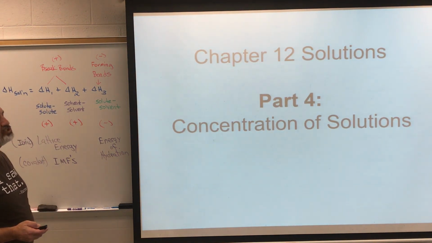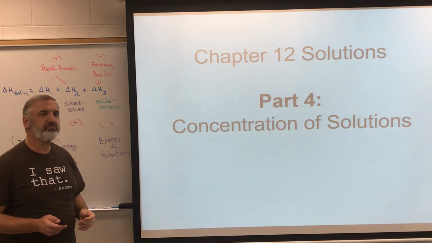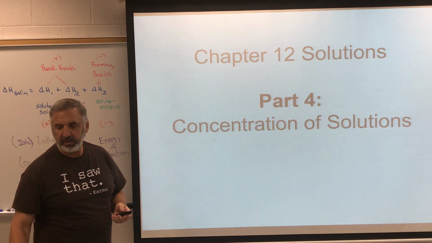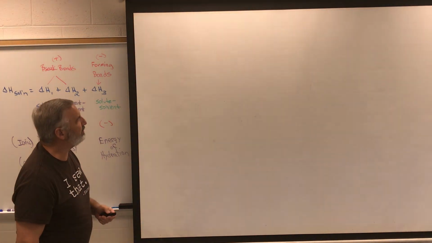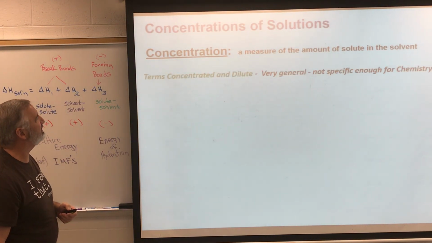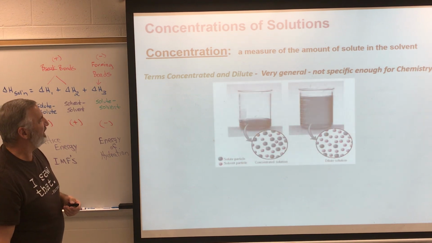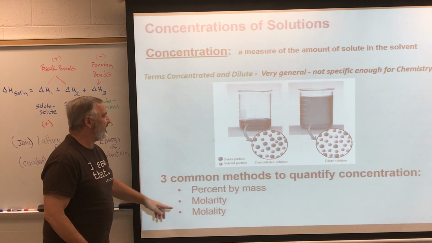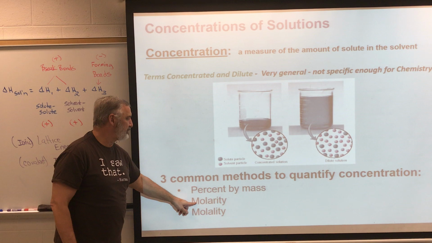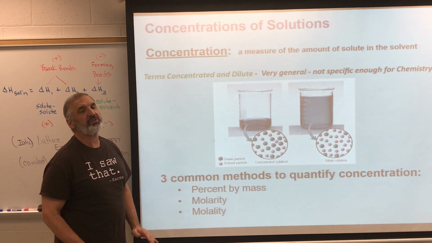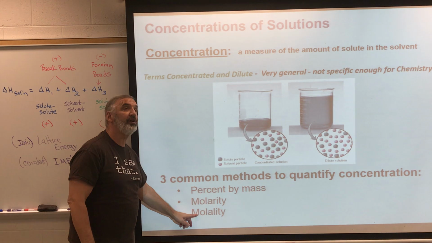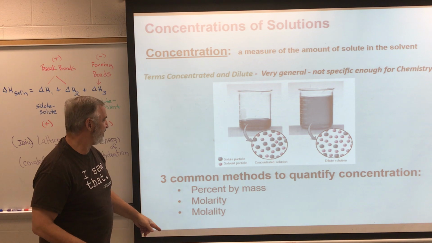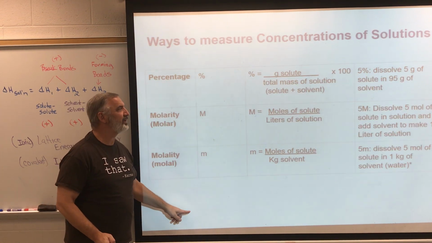Okay? What we want to talk about in this part is how do we quantitatively, numerically measure concentration of solutions. And there are 3 real ways to measure concentration. It's the amount of solute in the solvent, okay? And so it's just going to be a ratio. But the 3 common ways are percent by mass, molarity, and molality. Now, if this were a normal school year, we would go through all 3 of these and learn how to calculate that. But we're having to kind of scale down here. And so the most important one of these is molarity.